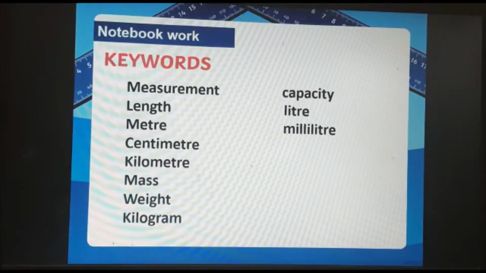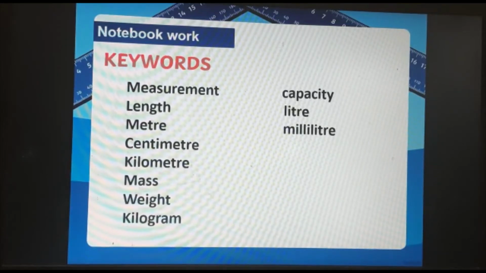Now come the very important keywords. This is the notebook criteria that should be there in your notebook line by line for you to remember and recall whenever exams are near and there is any test in your class. The keywords related to the topic are given on your slide, which are measurement, length, meter, centimeter, kilometer, mass, weight, kilogram, capacity, liter and milliliter.